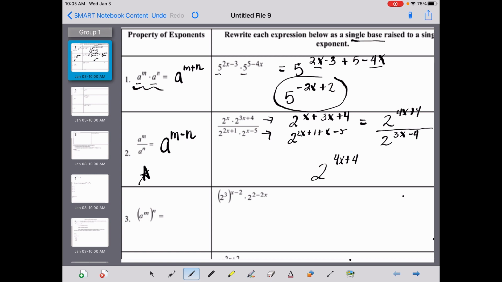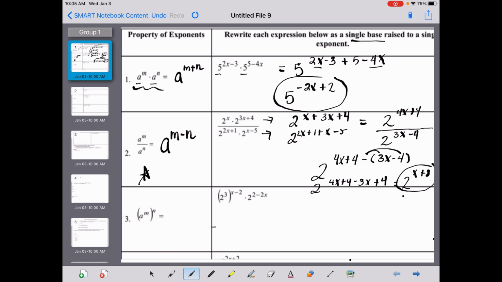Now what I would do, unless you're doing it in your head, is make sure you are subtracting the entire quantity. You do need parentheses for subtraction, because then it's minus 3x minus negative 4. So that will give us 2 to the power of 4x plus 4 minus (3x plus 4). And then combining like terms, we get 2 to the x, and then 4 plus 4 is 8.